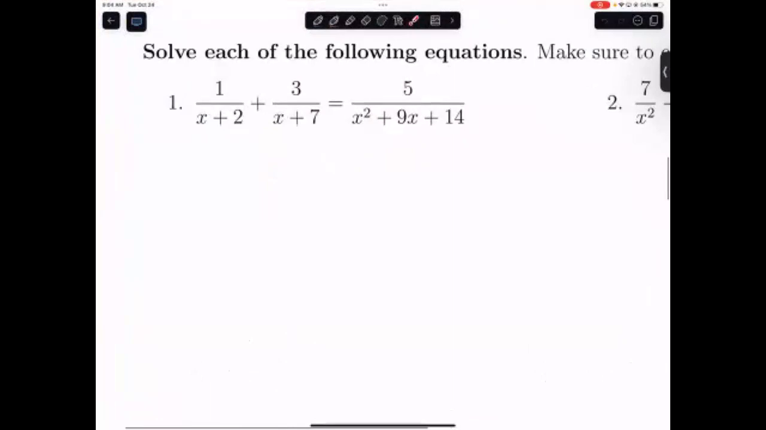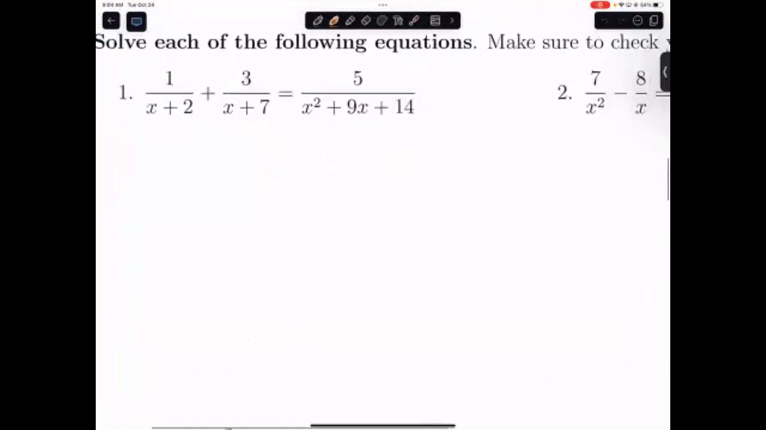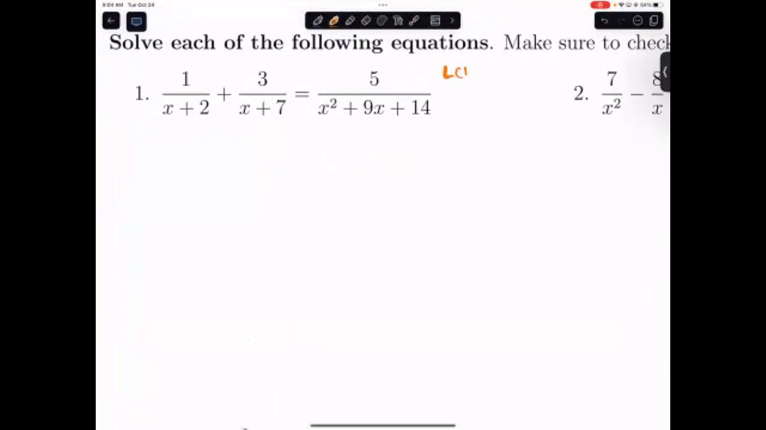Okay, so solving this equation, we need to start by figuring out what the least common denominator is. What is it for these? X plus 2 times x plus 7. How do we know? This factors as x plus 2 times x plus 7.